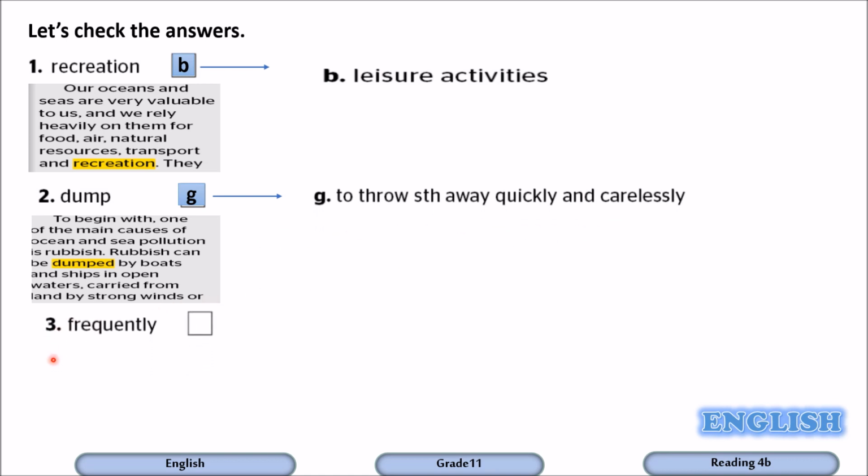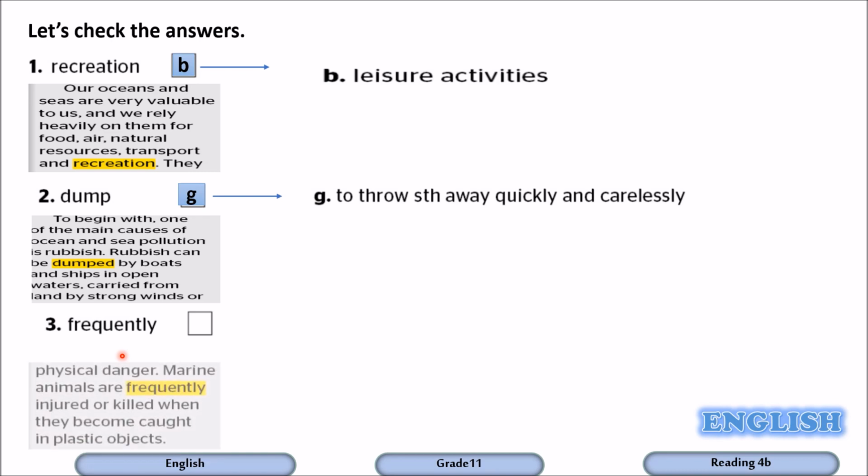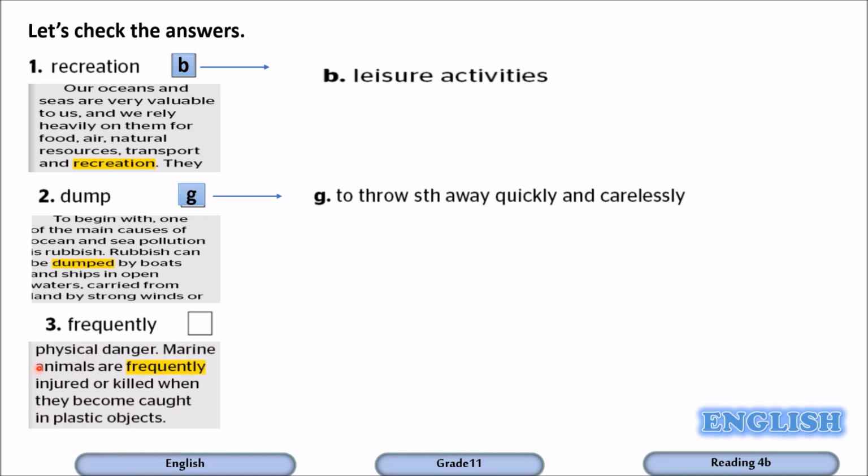Let's move to word number 3. Frequently. When something happens frequently, how it happens? Let's read and find out. You found the answer. Thank you. Excellent. Physical danger. Marine animals are frequently injured or killed when they become caught in plastic objects. So, when marine animals are caught in plastic objects, how are they killed or injured? They are killed or injured frequently, which means very often.